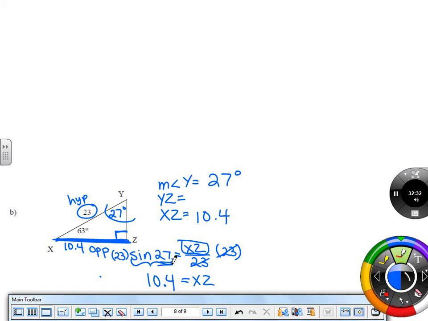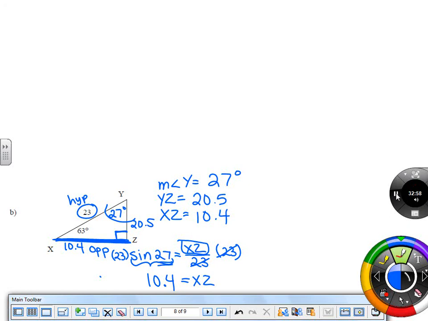How are we going to find YZ then? Okay, so you have a couple of options. You can set up the cosine of angle 27. What else can you do? Or you can use the Pythagorean theorem. All right? So go ahead and find YZ, compare it with somebody, and then we'll check and see if we all got the right answer. Again, you could use the Pythagorean theorem or trig to find that last missing side length.